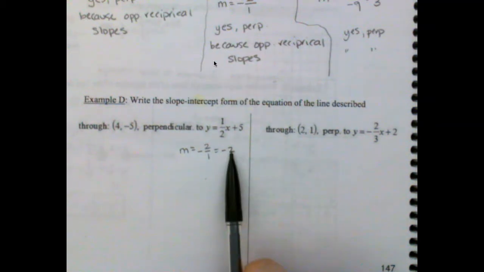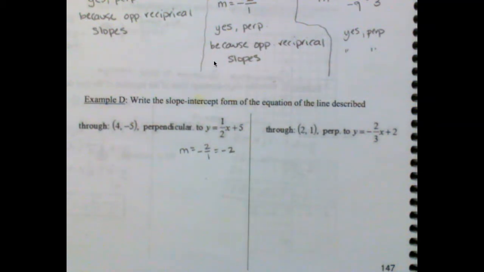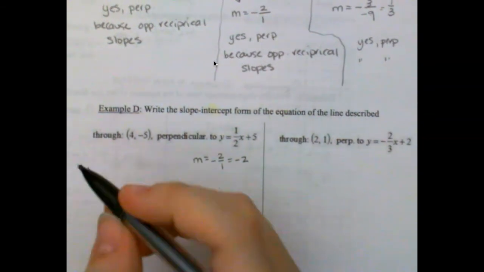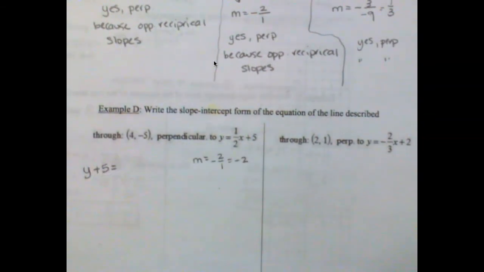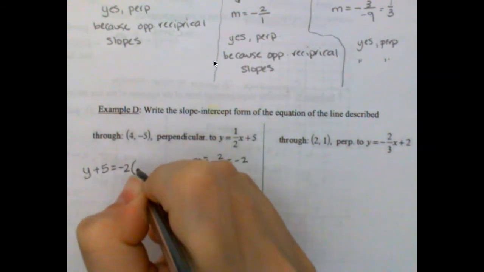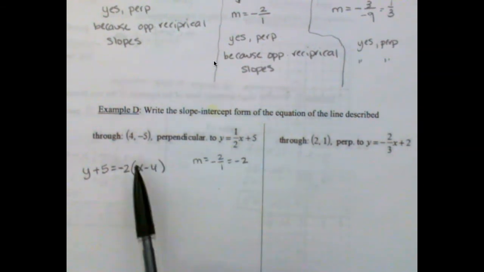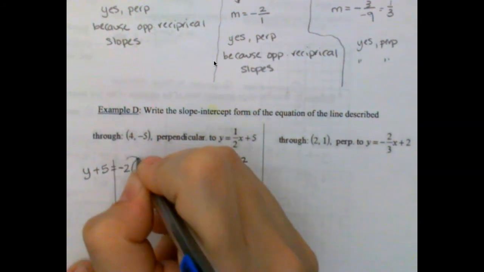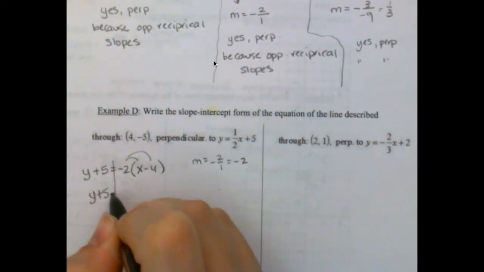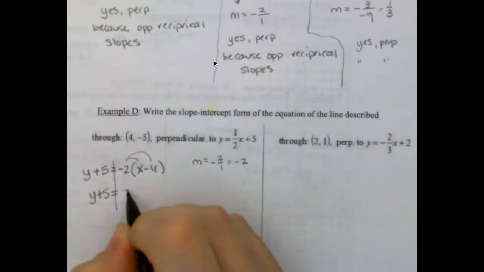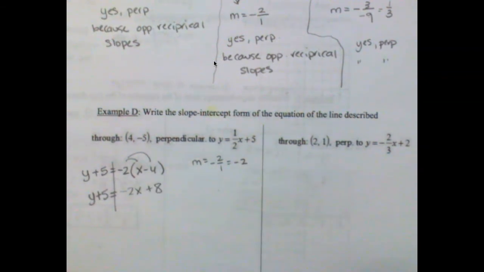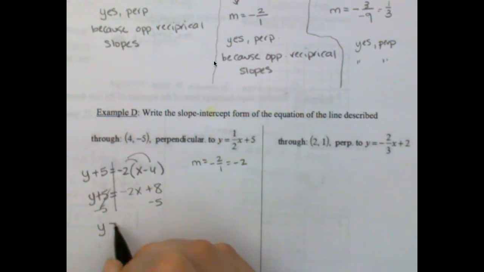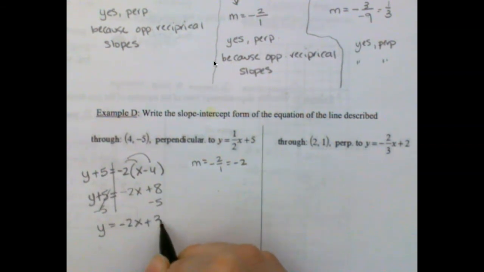Now that I know the slope and I'm given a point, I can put it in point slope form. So I'm going to have y plus 5 equals -2 times x minus 4. And I got the 5 and the 4 from the coordinate and the -2 from the slope. Now I distribute to get it into slope-intercept form. And that's going to give me -2x plus 8. Subtract the 5, and I get y equals -2x plus 3.